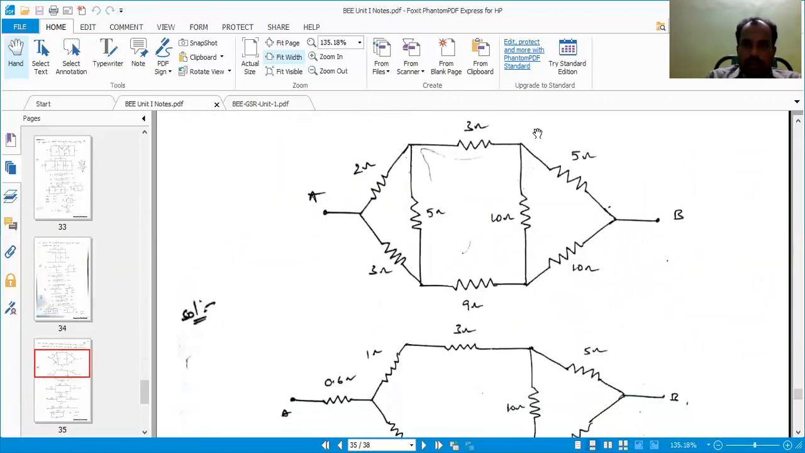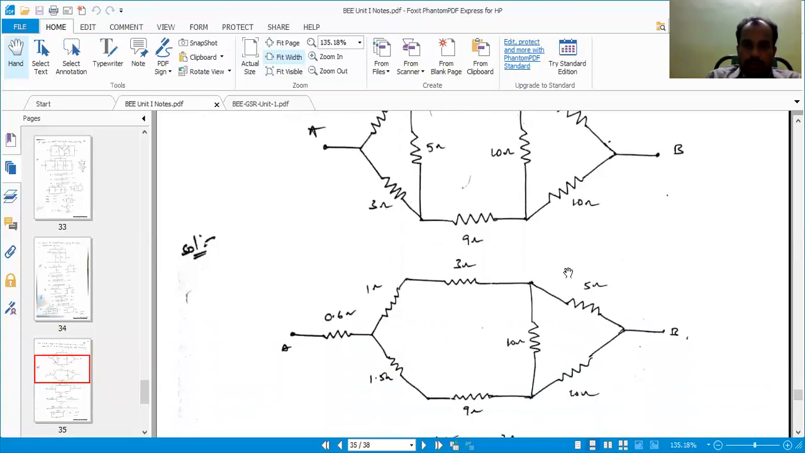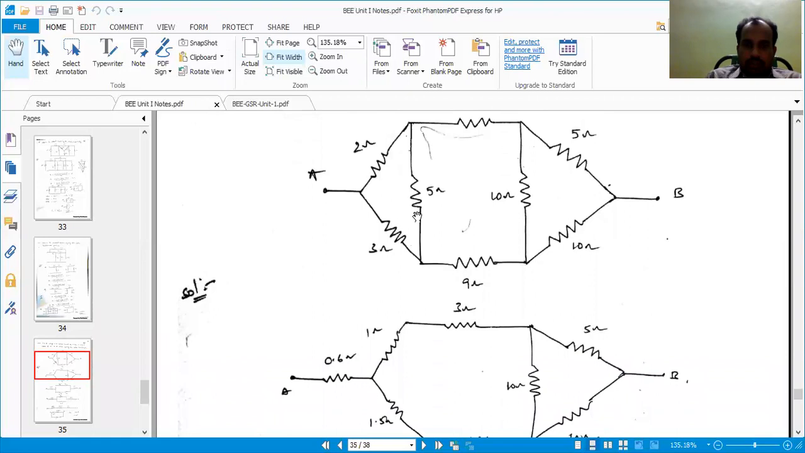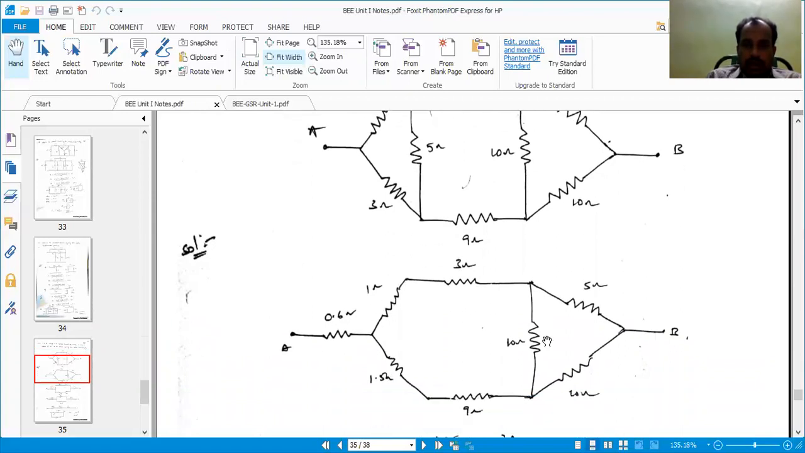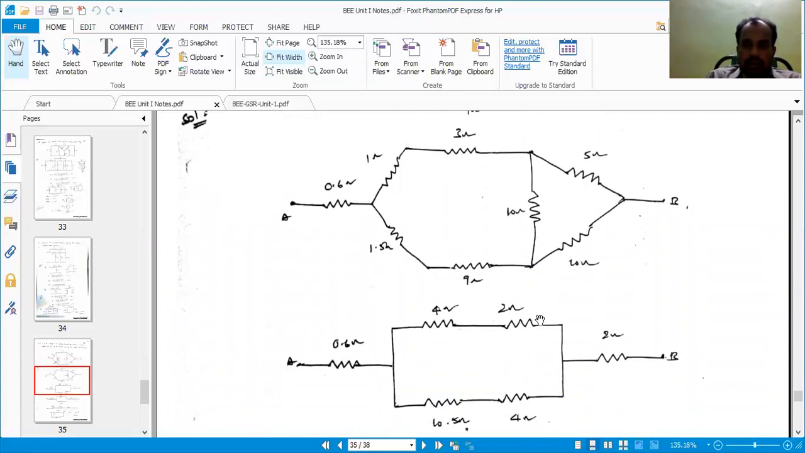Here the 5 ohms, 10 ohms and 10 ohms, and 2 ohms, 3 ohms and 5 ohms, are delta networks. To convert them into star: 0.16, 1 and 5 ohm. Here 1 and 3, and again 5, 10 and 15, are star networks that can be converted into delta; the delta network can be divided into star, 2 ohm, 4 ohm and 2 ohm.